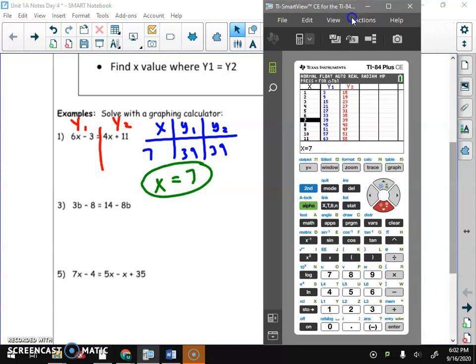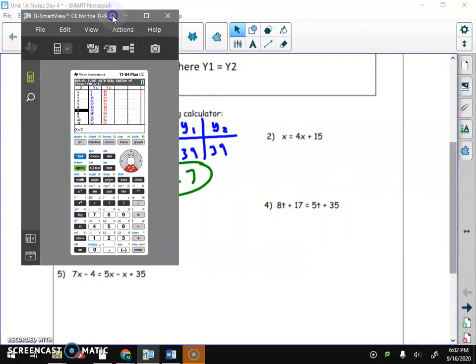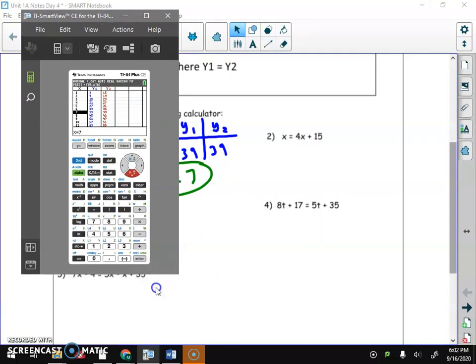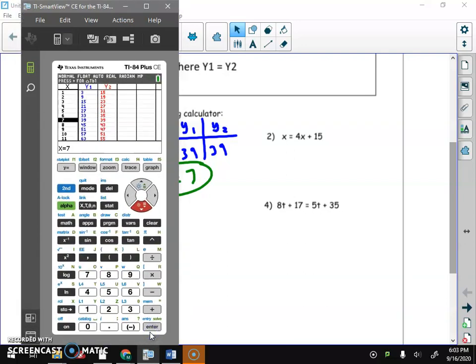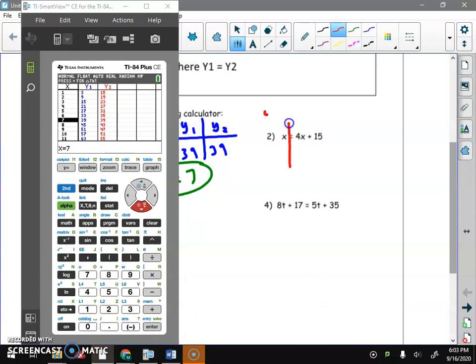Let's do example 2. We'll move our calculator over. Got a little smaller there, I noticed. There we go. That's what I was looking for. All right. Let's do our pencil work first. y1, y2, x, y1, y2, x equals. Let's fill in what we need to fill in.